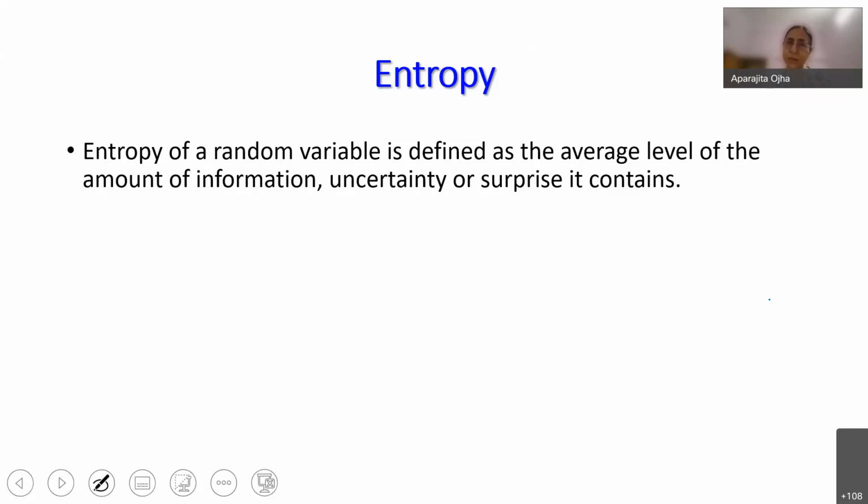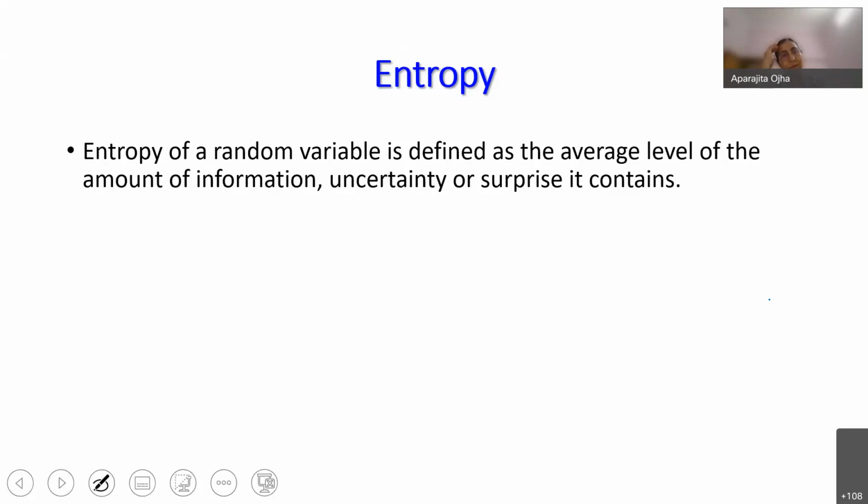If the coin is unbiased, truly unbiased, the probability that the next time you toss it will be head or tail is half. So you really don't know whether the head will come or tail will come, right? So you can say that it is giving you a lot of uncertainty. That is the higher entropy.